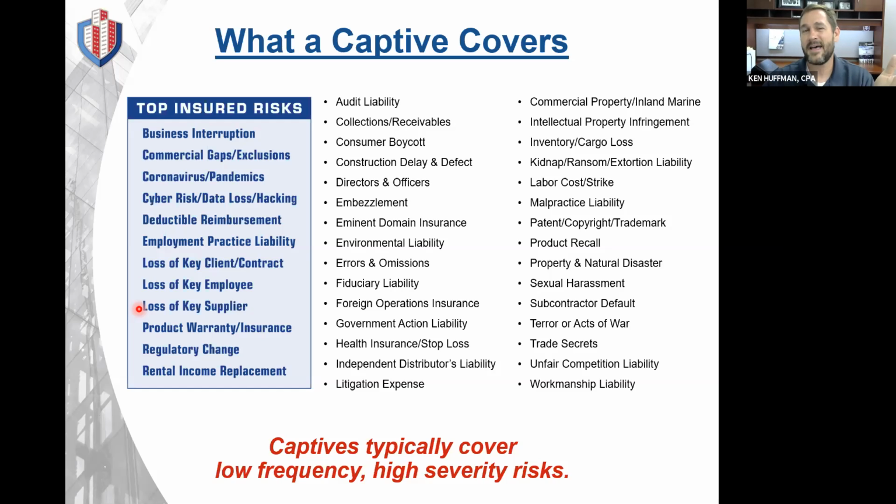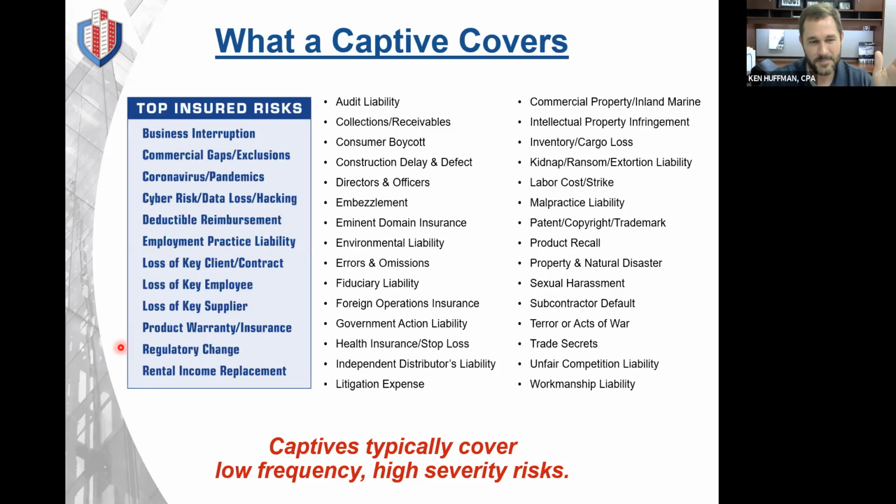These are things that your traditional commercial insurance is not covering. These are things that, if they are covered, are too expensive, right? You just couldn't afford it. Or it's just commercially not available. So this is custom insurance built for your particular business. Product warranty insurance, we're going to talk more about that later, but that is reason alone to do a captive, and we'll talk about that.